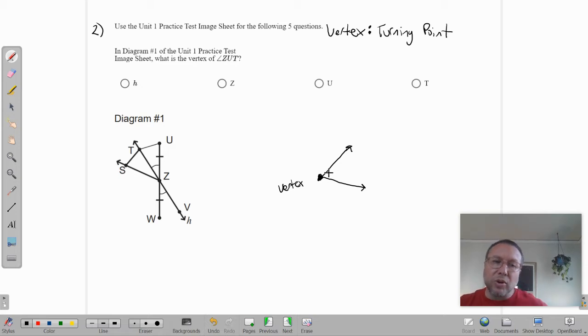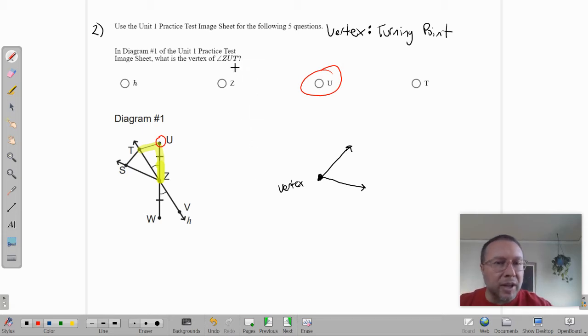And so when we use 3 letters to describe something, let's say, for instance, ZUT. If I look at ZUT, and there's a lot going on with this diagram, so I'm just going to highlight the ZUT part of it. We always follow the letters in the order that you see them, so the order does matter here, Z-U-T. That means I'm going to start at Z, go into U, and turn at the turning point, and then go out towards T. In this case, the vertex where I turned was at point U. So then U would be my vertex.